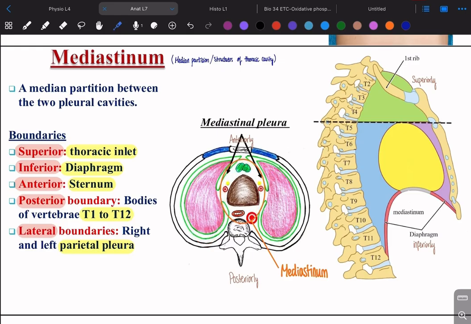So we need to know the boundaries of the mediastinum. Superiorly, the boundary is the thoracic inlet, inferiorly the diaphragm, anteriorly the sternum, and posteriorly the 12 thoracic vertebrae. Now we only have one more boundary left, which is the lateral boundary, the sides. Laterally, the boundaries are this green one we can see, which is known as the parietal pleura of the right and left lung. Parietal pleura is the ghisha, the membrane that covers the lungs, so it's the one in green here. They form the lateral boundaries of the mediastinum, okay?